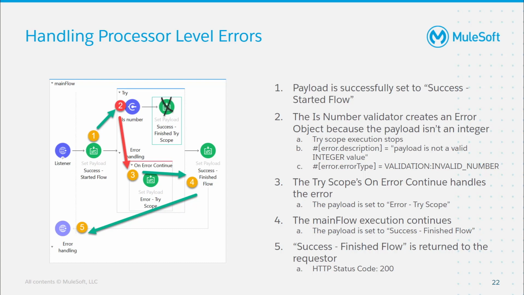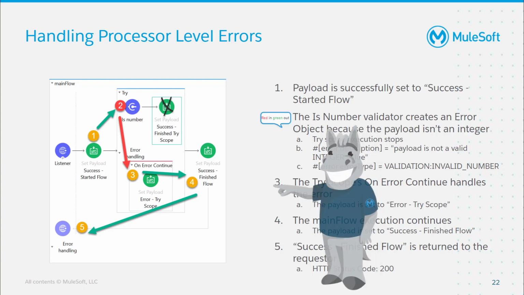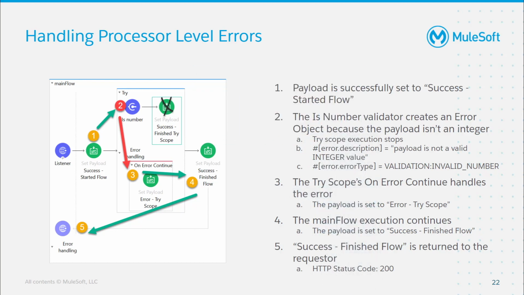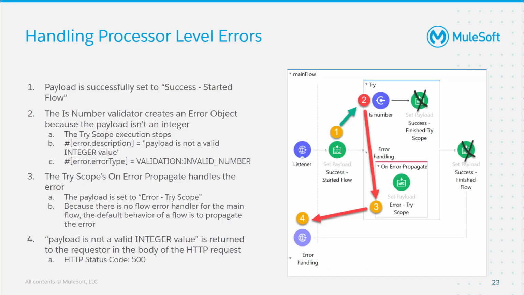Because the error handling scope in the try-scope is an on-error continue, remember red in, green out, a success message is passed back to the parent flow as if the try-scope was executed successfully, and therefore moves on to the next set payload where the payload is set to success finish flow. This payload is then passed back to the HTTP listener in the body of the request with an HTTP status code of 200. Now let's see what happens when the on-error continue is replaced with an on-error propagate scope.